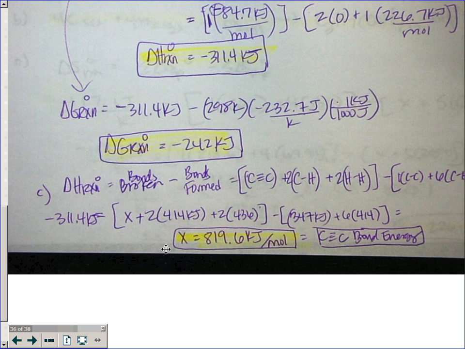Yeah, it's pretty large. And you can compare that to your single bond you have here, which was, what, 347? So it should be almost 3 times as big. I mean, it's not 3 times 100%, but it's a much larger number. Does that make sense? Okay.